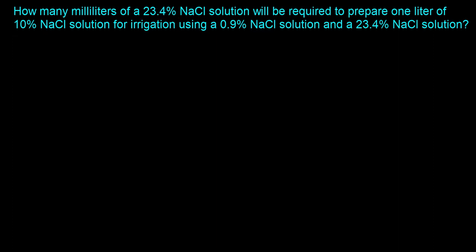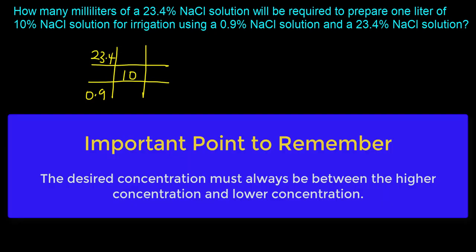And so the way you handle this is you typically set up the alligation grid where you have your 2 vertical lines and the 2 horizontal lines. And so here the higher concentration will be the 23.4. And then the lower concentration goes to the bottom left. The lower concentration is the 0.9. And then your desired is 10, which goes in the middle. So as a reminder, the desired concentration, which in this example is 10, must always be between the higher and the lower concentration.